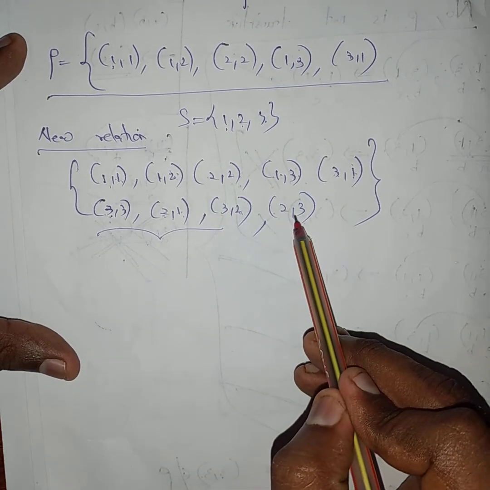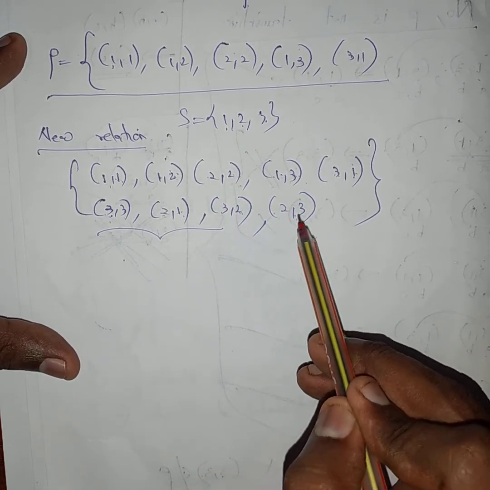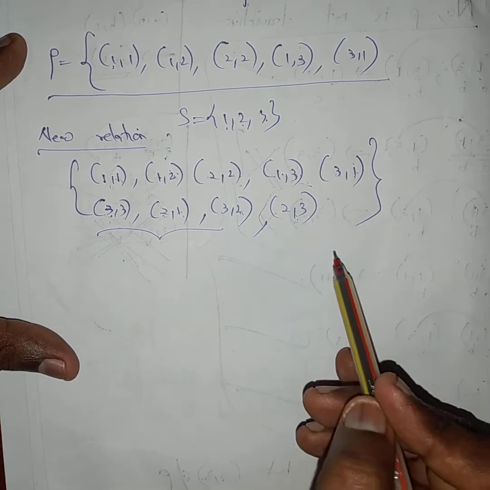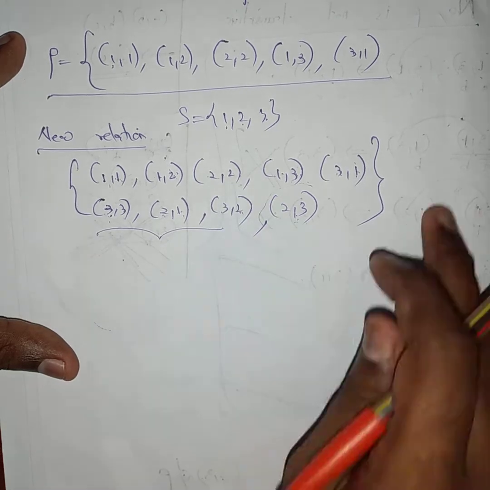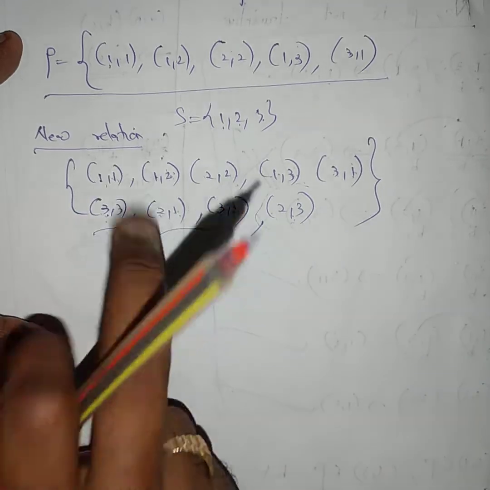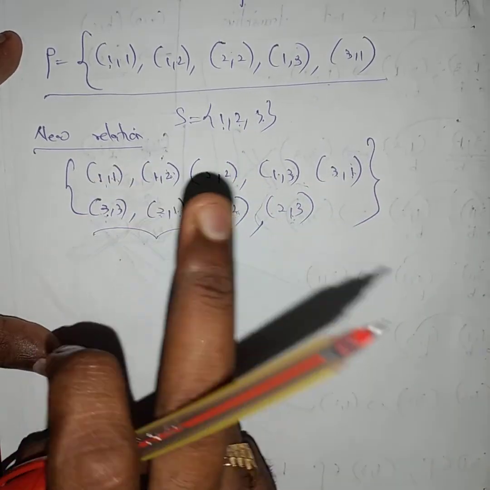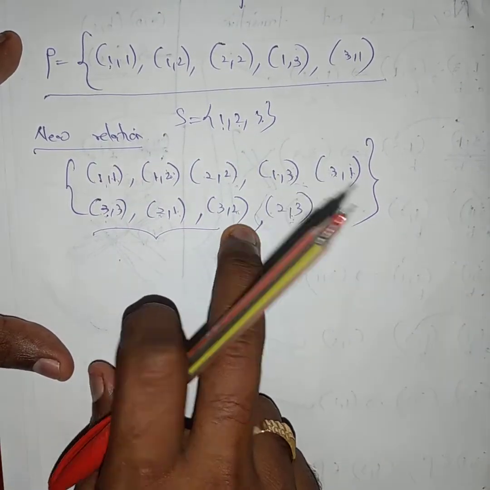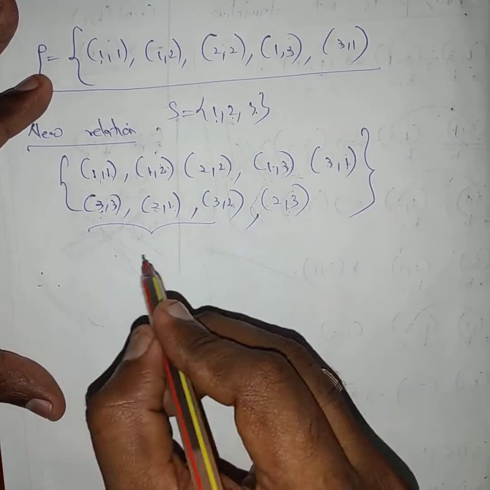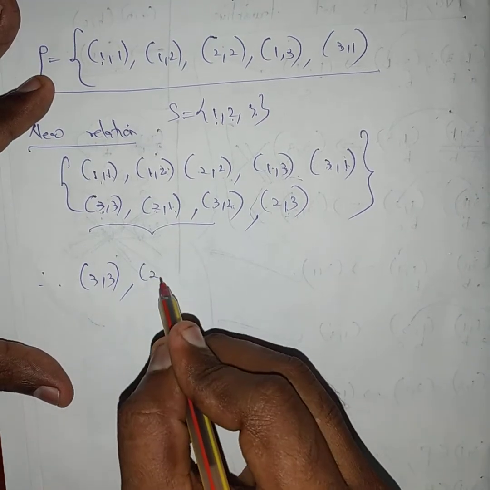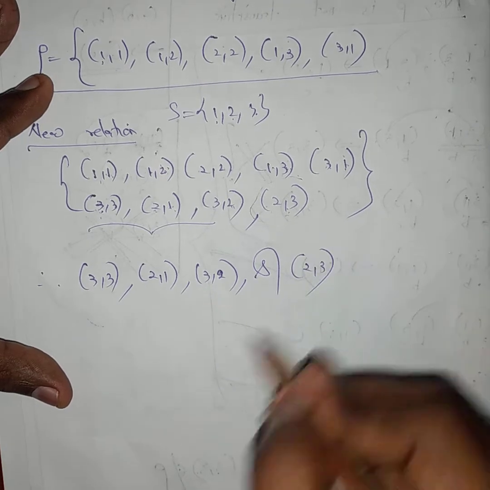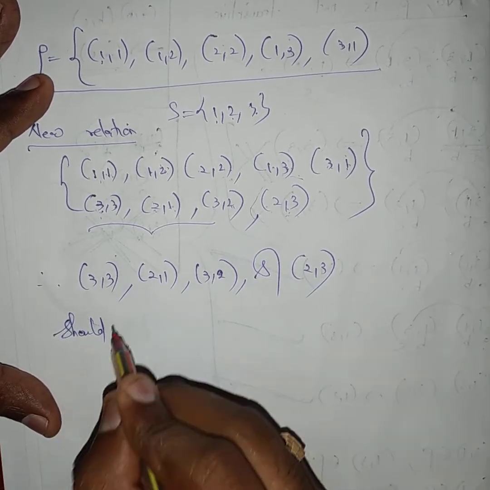In symmetric, when you take the reflexive and the symmetric and transitive, we have not done anything for 2, 3 here. Then you can check transitive also. If you check transitive, it is surely transitive. Since it is reflexive, symmetric, transitive, this new relation is called an equivalence relation. Therefore, to make it an equivalence, what are added? 3, 3, 2, 1, 3, 2, and very, very important, 2, 3 should be included.